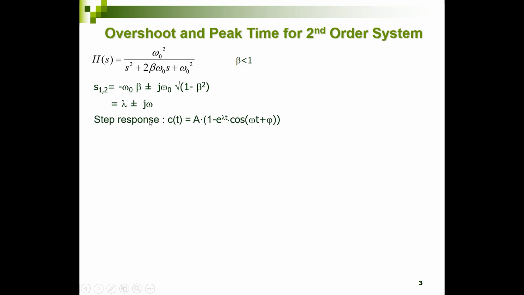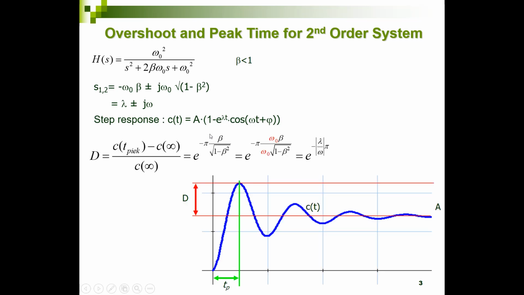All right, so now let's look at what happens when we apply a step input to that system. When we do that and beta is smaller than 1, we get a so-called exponential harmonic signal, which is equal to an amplitude A times 1 minus e to the power minus lambda times t times the cosine of omega times t plus an angle phi. In this case, lambda is the absolute damping, and omega is the oscillation frequency, so the damped oscillation frequency of my signal. And the signal response looks like this.